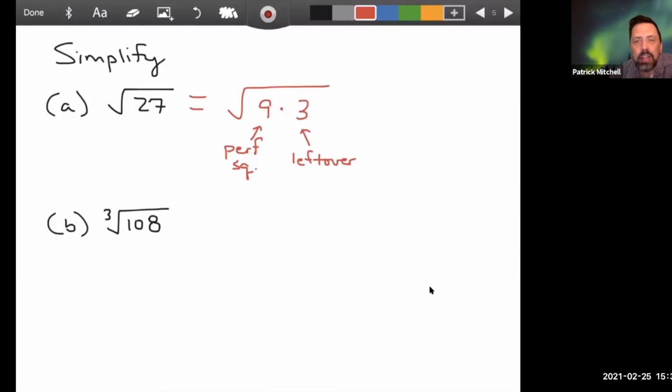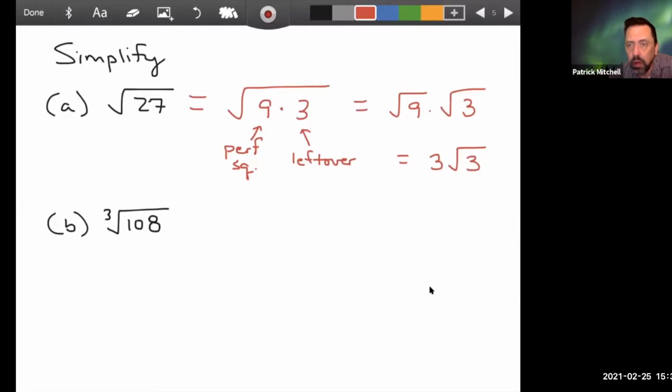Now I'm going to use the product rule to pull this apart into 2 separate radicals. So according to the product rule, this is the square root of 9 times the square root of 3. And now I will evaluate the square root of the perfect square. That comes out to 3. And then you just leave this as square root of 3. So that's what I mean by simplify. We have reduced the radicand all the way down to 3, which is as small as it gets. And we've got this 3 sitting outside.